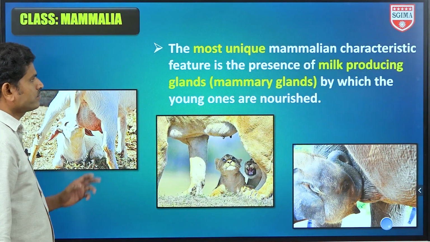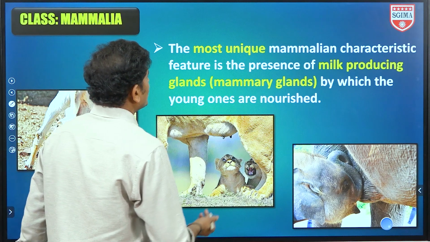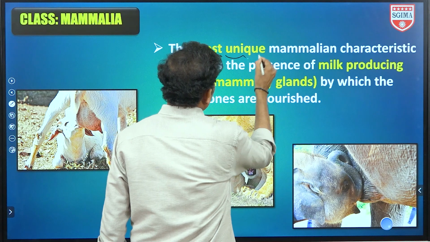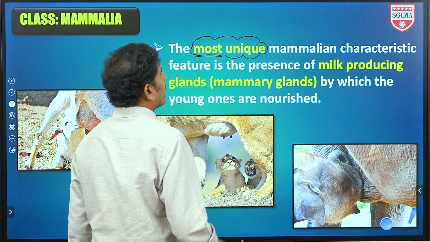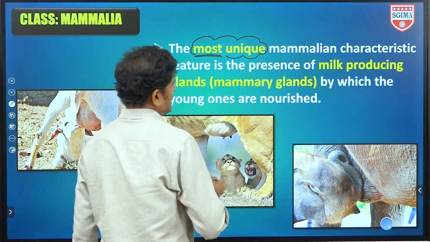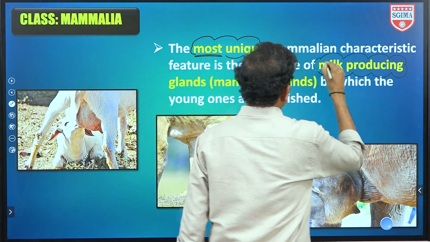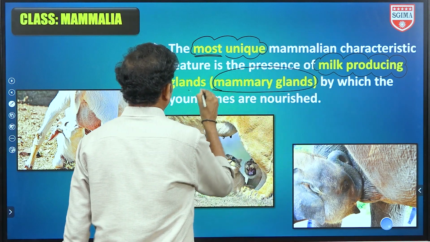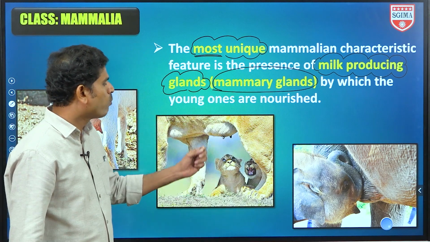Next, here, a very important character. The most unique feature of mammals is the presence of mammary glands. These are milk producing glands, known as mammary glands. These mammary glands secrete a white fluid.